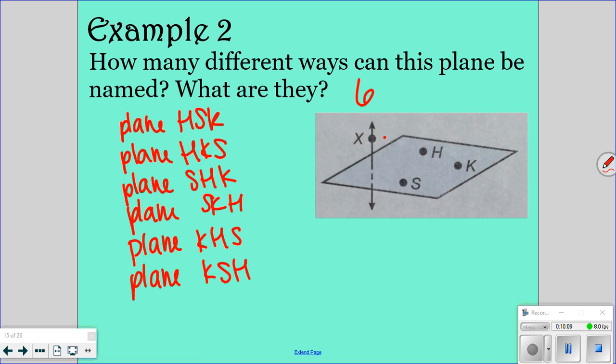Now, why did we not use X? Do y'all see how it's actually up here? It's not on the plane, so it is non-coplanar with the plane that they were asking about. So we would not use it to name the plane here, because if we use X, we're not talking about the plane that they have drawn.